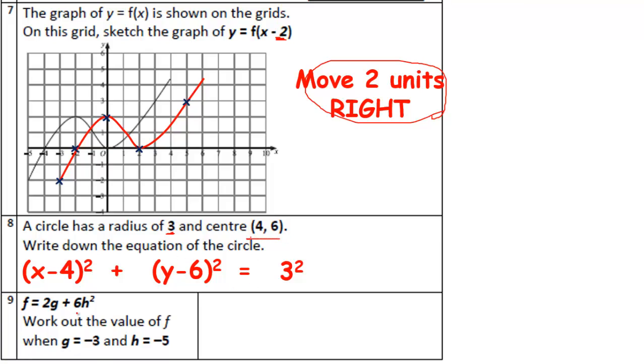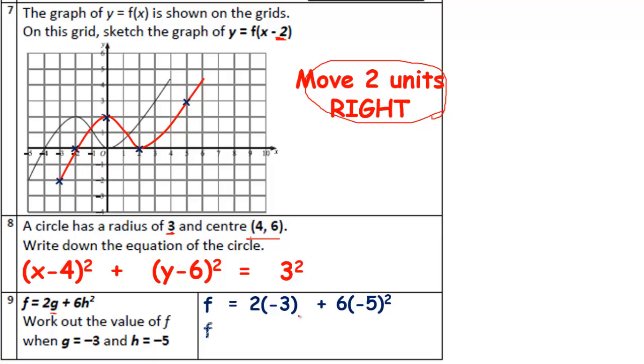Question 9. You should be able to do this with or without a calculator. Use a lot of brackets, and now let's just replace the letters with the numbers. So I know G is minus 3, so I have F is equal to 2 brackets minus 3 plus 6 brackets minus 5 squared. Now, you could plug all that into your calculator and it will give you the right answer. Make sure you put the minus sign inside the brackets because that's what H is.